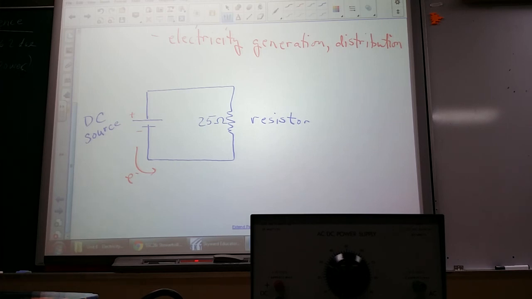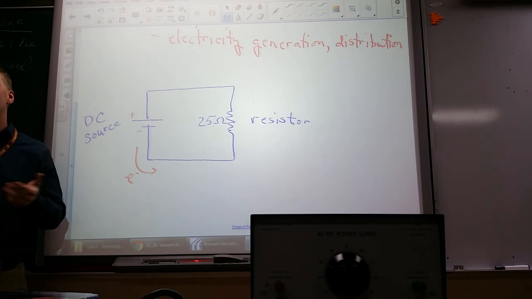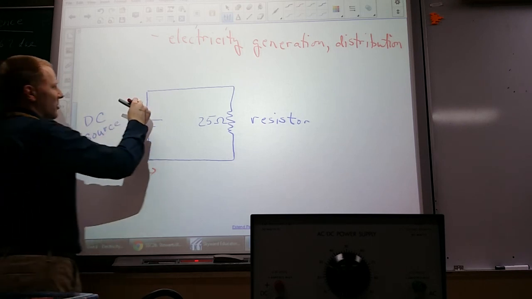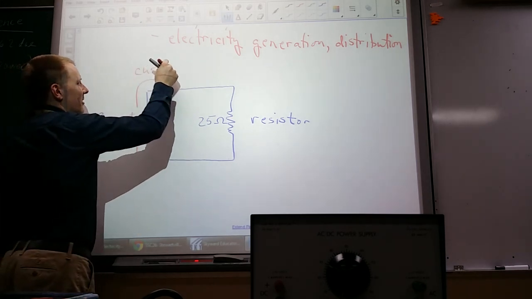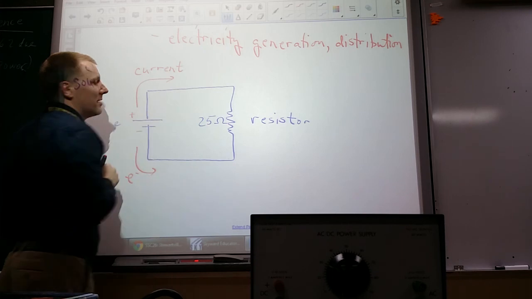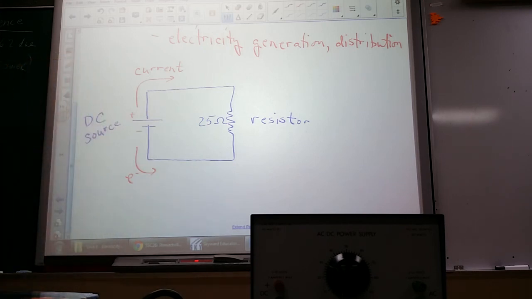Historically, though, when scientists first started experimenting with electricity, they didn't know what was moving. They could tell that it was some charge, but they didn't know the structure of the atom yet. So they actually said the current is flowing the other direction from the positive side around. We still do that today.